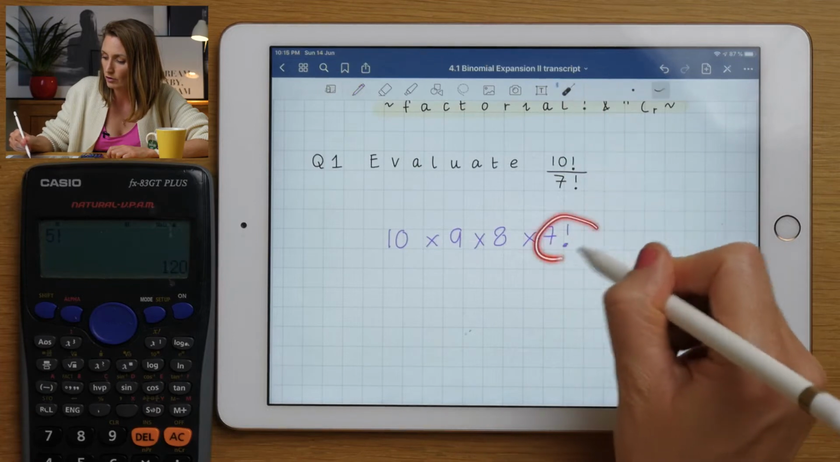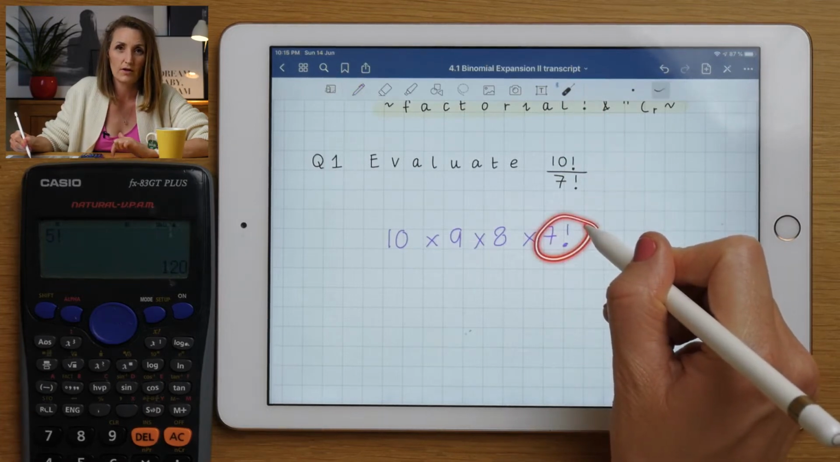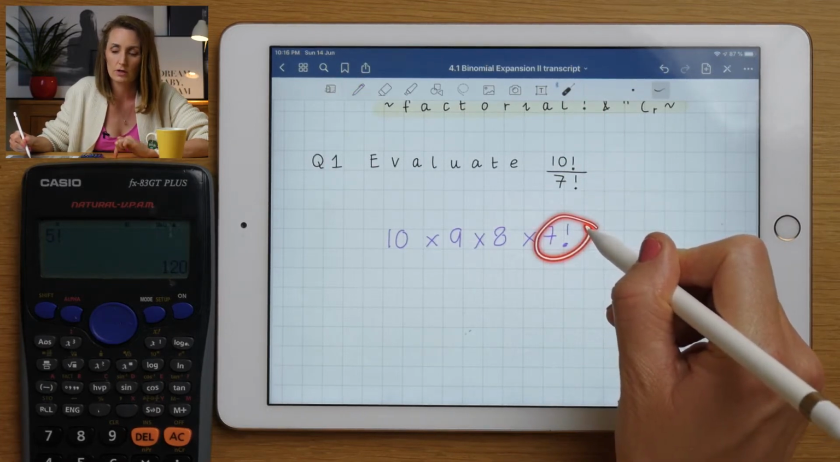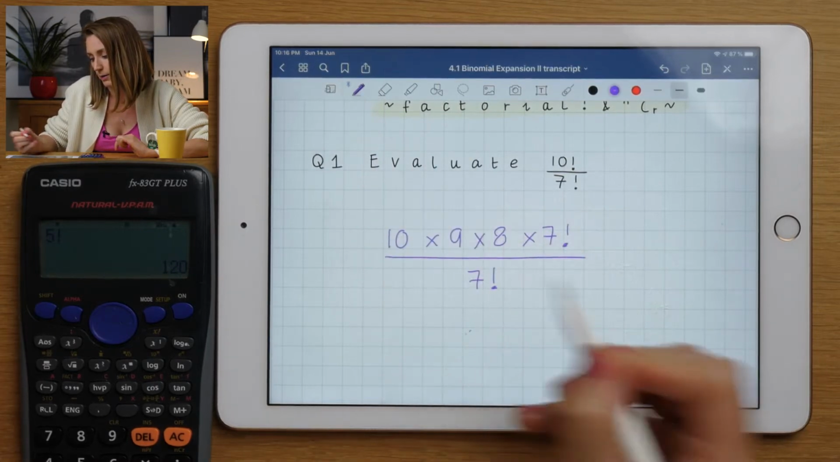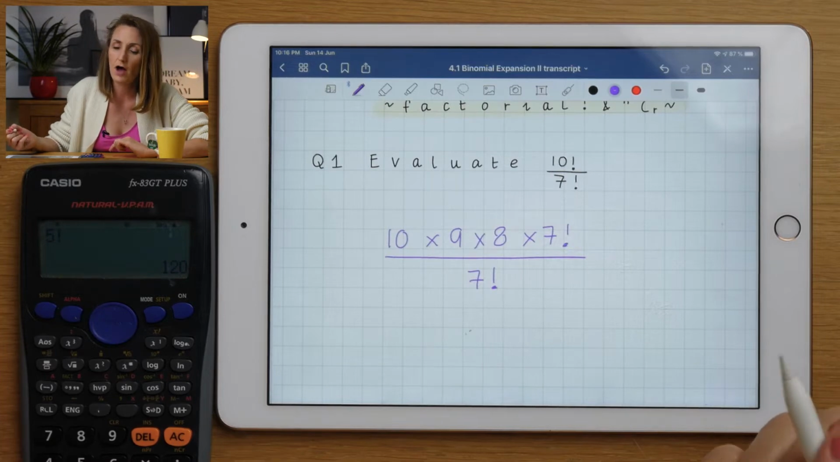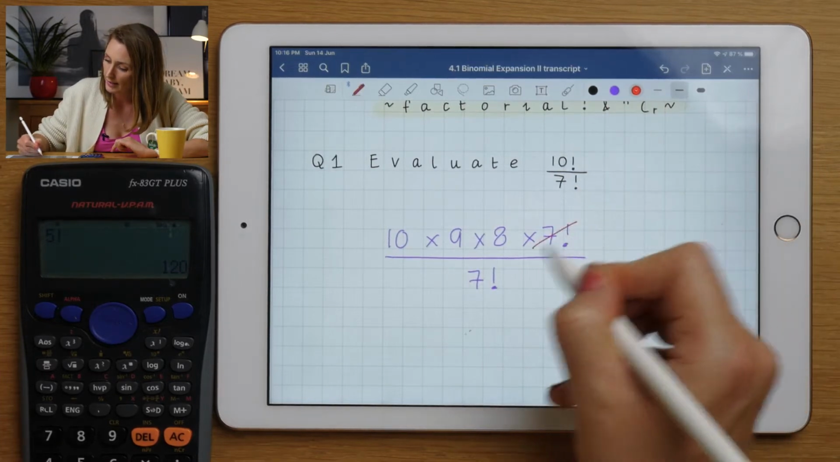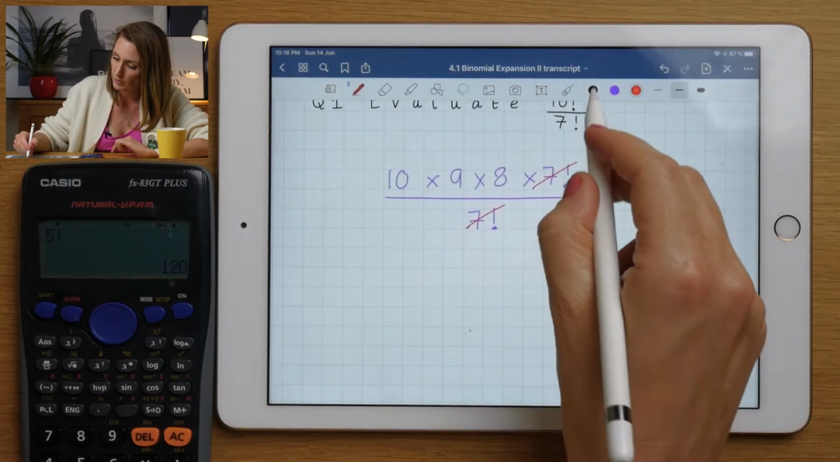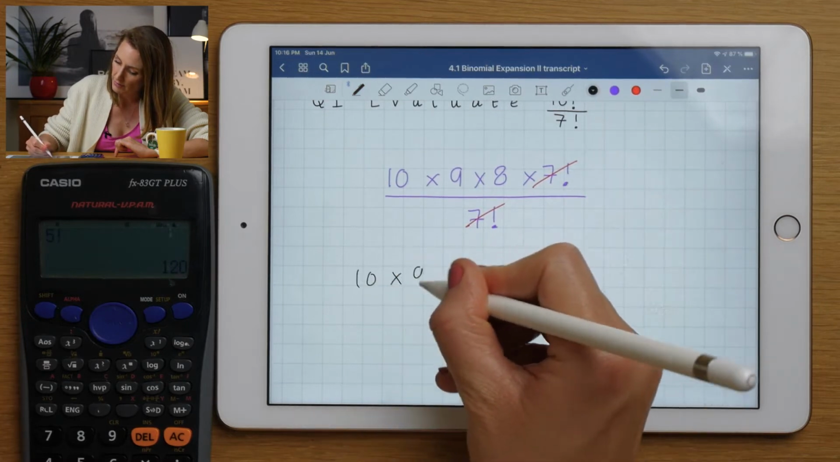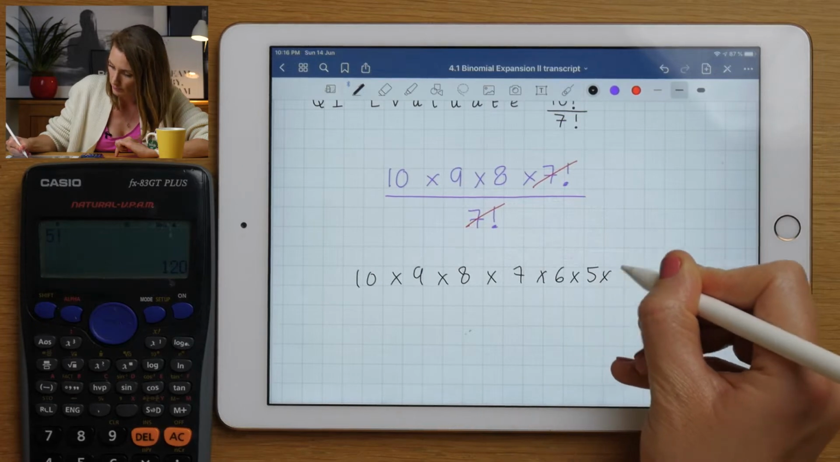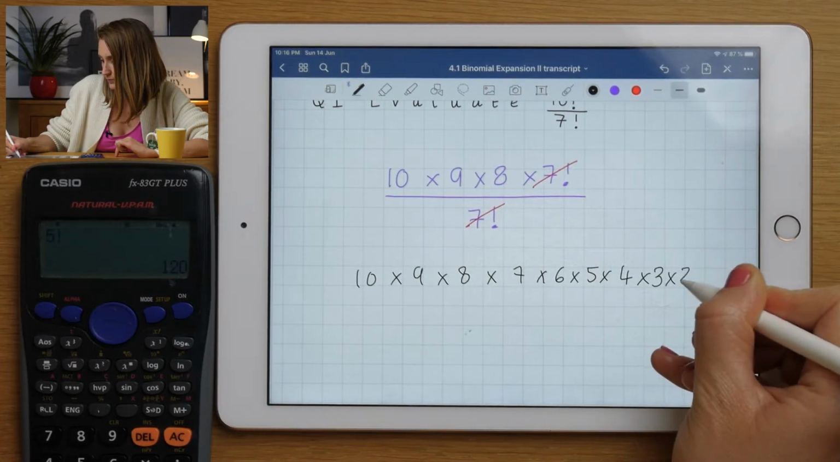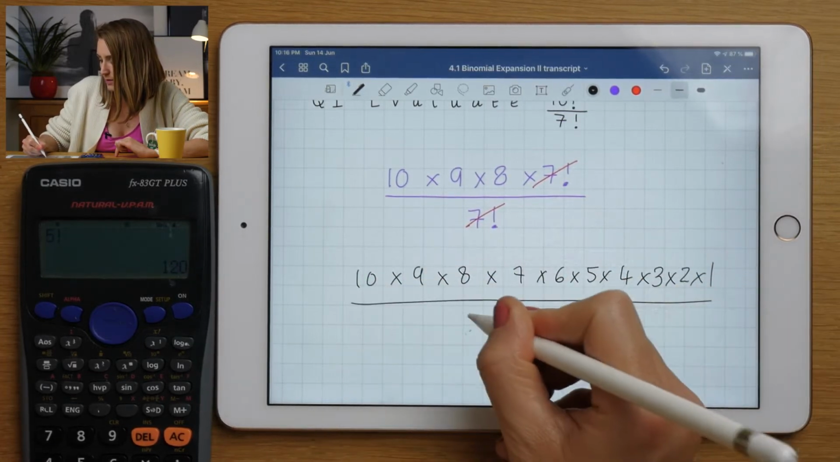Now 7 factorial would mean 7 times 6 times 5 times 4 times 3 times 2 times 1. But I'm not going to write that out, because I know if I open up my bigger factorial as far as my smaller factorial, I can cancel them off. If you were going to write it out in full, you would have 10 times 9 times 8 times 7 times 6 times 5 times 4 times 3, and you would have the same on the bottom.